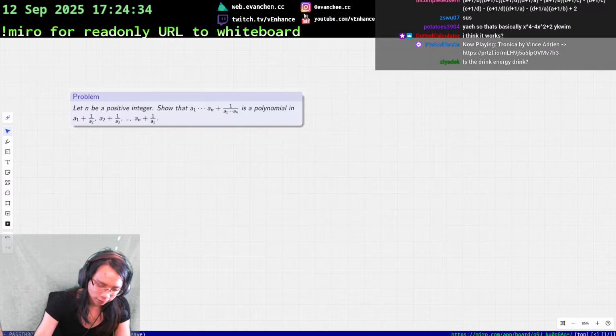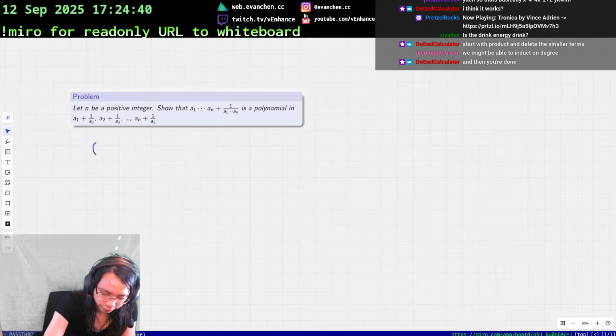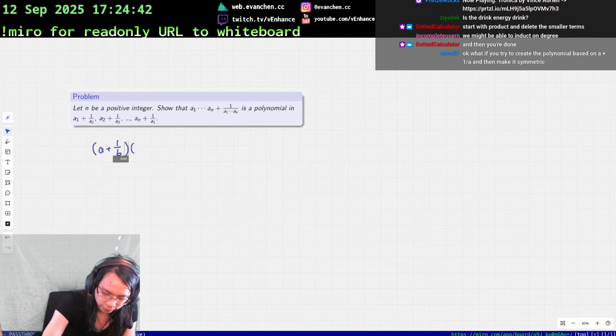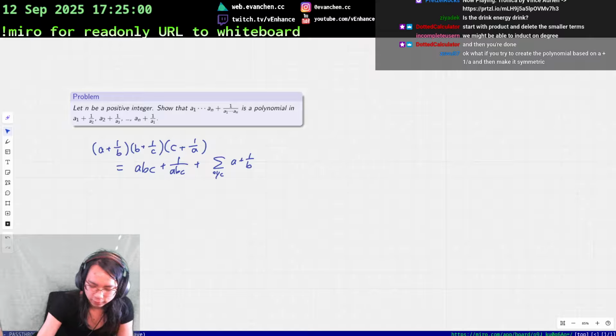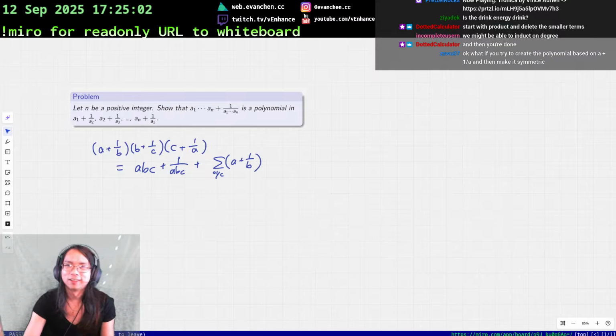So probably by the time I've managed to get this stupid whiteboard to do what I want, the audience has already figured out n equals 3 at least, right? So for n equals 3, this is, I think, just abc plus 1 over abc plus, let me just write it this way. This is a true identity, right? Yeah. So that's true, which is fine.